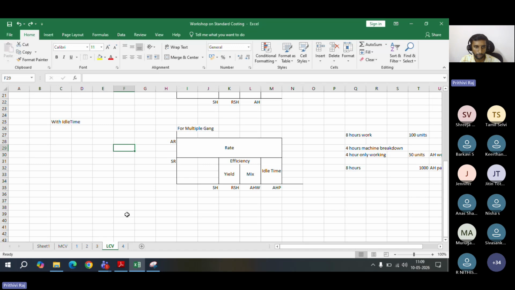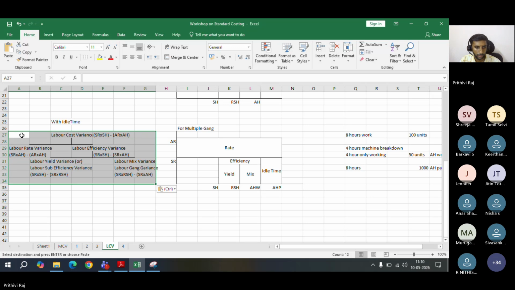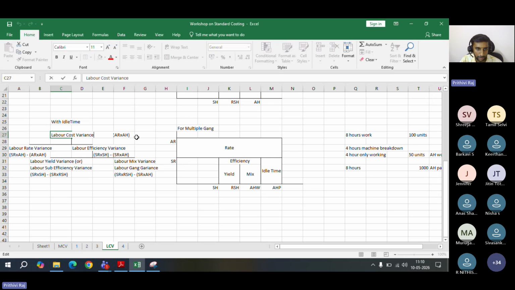Okay, now let's go to the formulas. I'll just copy the labor. So the labor cost variance formula: SR into SH minus SR into AHP. You can see here, AHP, so there will be changes. Labor rate variance: SR into AHP minus AR into AHP. This box: SR into AHP minus AR into AHP.